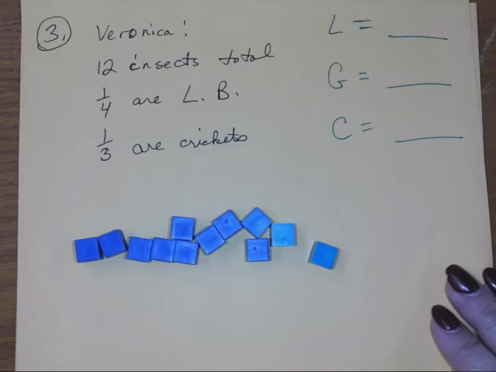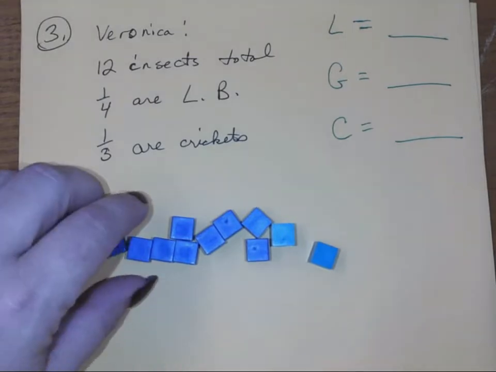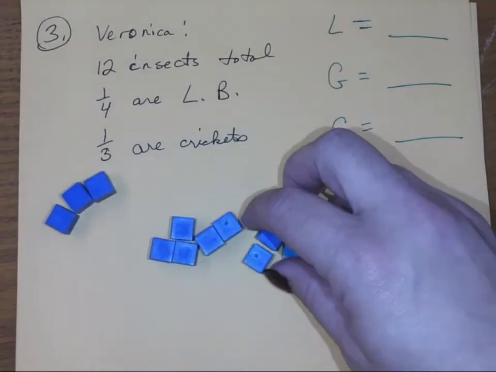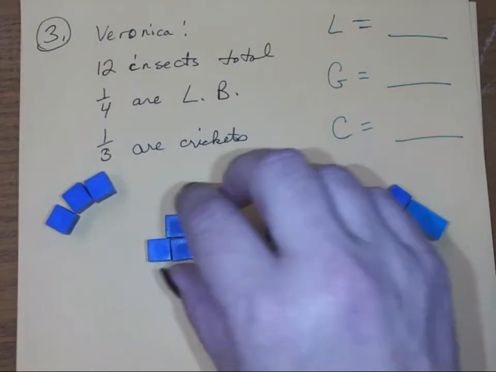A fourth of them are ladybugs. So what do you think I need to do? Split them up into fourths, right? So we as adults know that 12 divided by 4 is 3.